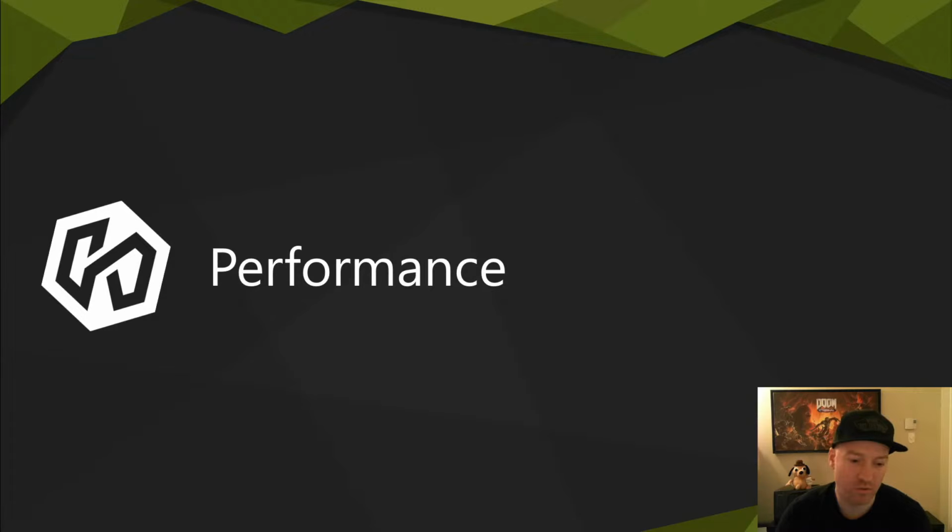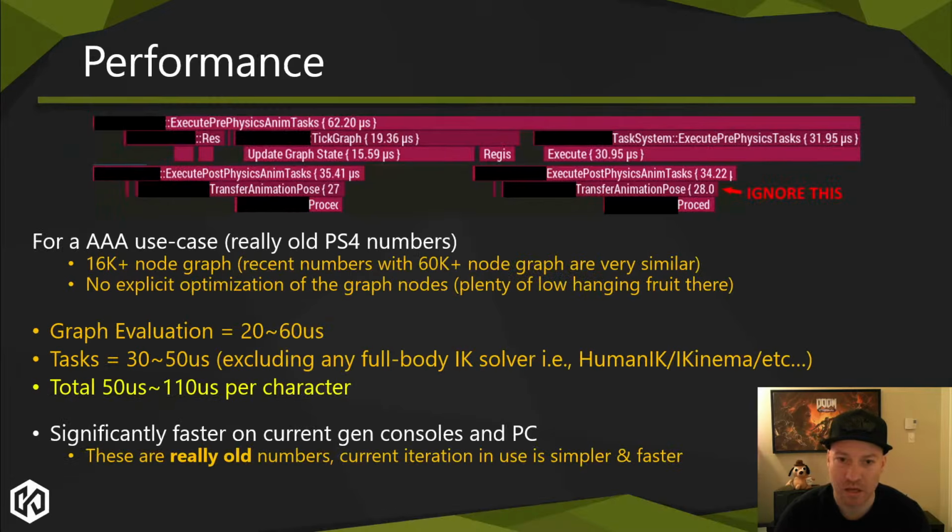So we're almost at the end. We're going to talk about performance because this is an area where a lot of people will start being like, well, you said everything's virtual and it looks very OO and blah, blah, blah. I'll show you some numbers first, and then we'll talk about perf. These numbers are coming from an old cancelled game. I think they're coming from a PS4, because these numbers are from way before the PS4 Pro even existed. And the graph was around 16K nodes.